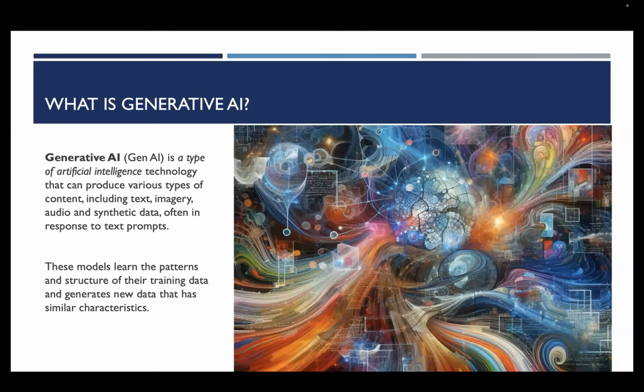So what is generative AI? Generative AI is a type of artificial intelligence technology. I know often you hear AI this, AI that over the past year, where most often they're referring to generative AI, which is this type of artificial intelligence. It can produce various types of content, including text, imagery, audio, and synthetic data, often in response to text prompts. These models learn patterns and structure of their training data and generate new data based on those similar characteristics.